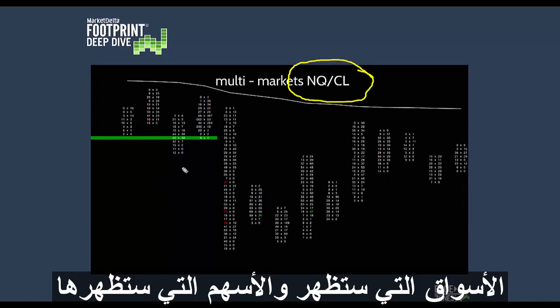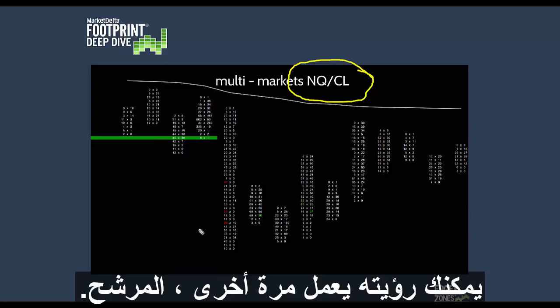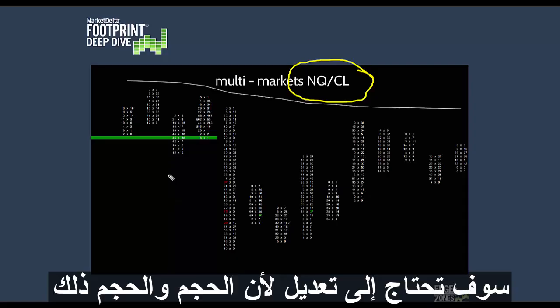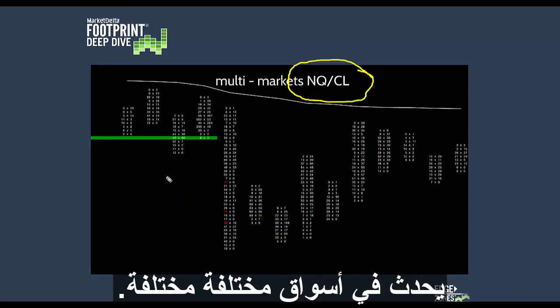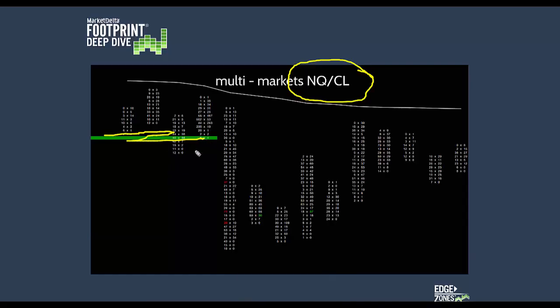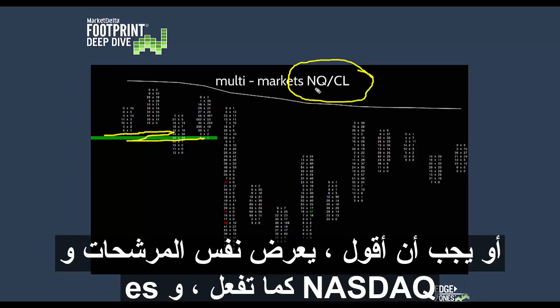So multiple markets, whether it's the NASDAQ or crude oil and other markets and stocks that will show, you could see them working. Again, the filter is going to need to be adjusted because the size and volume that happens in different markets is different. If you use the same filters in the ES as you do the NASDAQ, you won't see anything. Or I should say, if you use the same filters in the NASDAQ as you do the ES, you won't see anything.